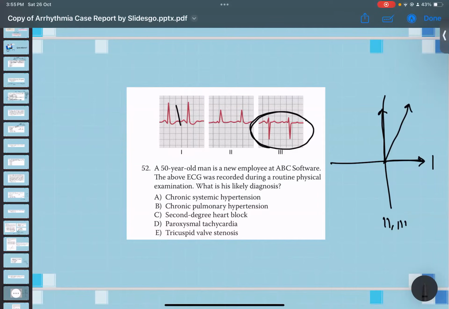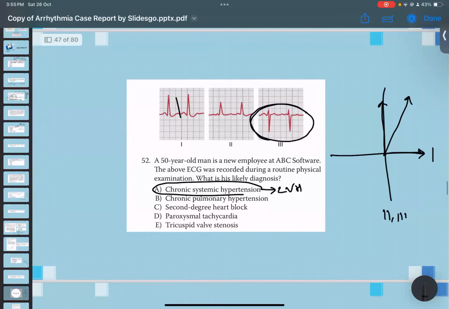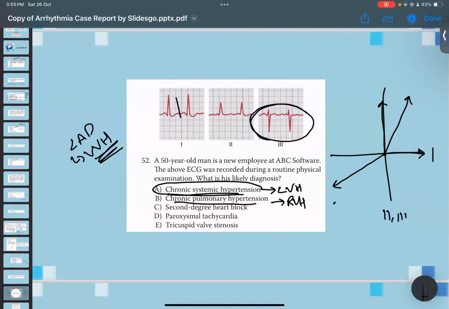This could be the case of chronic systemic hypertension, which could lead to left ventricular hypertrophy. That's what I mentioned. So usually left axis deviation causes are left ventricular hypertrophy. Why does left ventricular hypertrophy happen? In case of chronic systemic hypertension. If it was chronic pulmonary hypertension, then that would lead to right ventricular hypertrophy. And in this case, you would see a right axis deviation, which you don't.